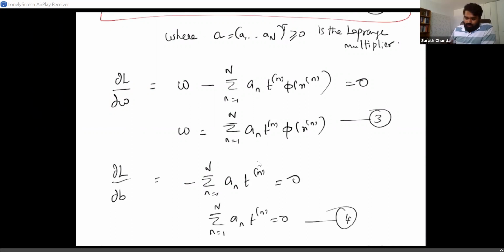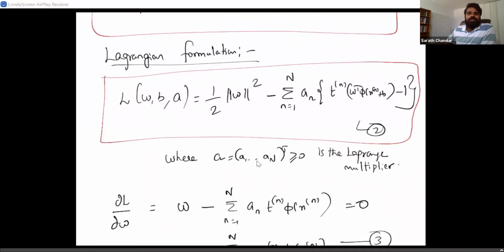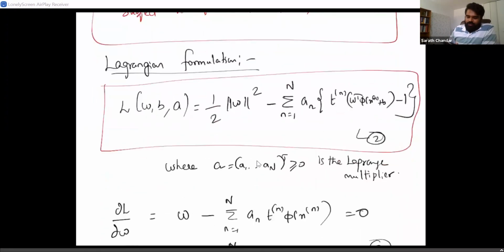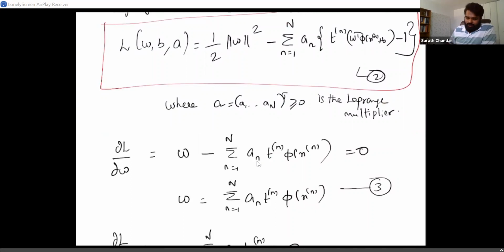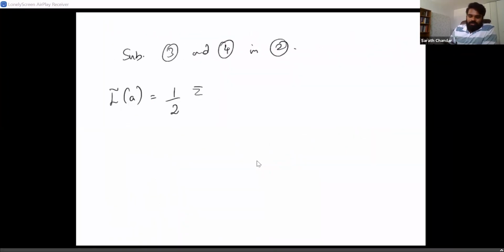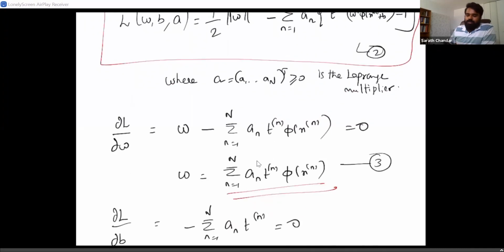Now we are going to substitute equations 3 and 4 in equation 2, to get our final objective function. Let's call that L of a. Now L of a is given by, look at the first term. The first term is half W squared, and this is what W is. So if I do a square of this, I'm going to get half summation over n equal to 1 to N, summation over m equal to 1 to N, sorry, that's a typo in the notes, a_n a_m t_n t_m phi of x_n transpose phi of x_m. So all I have done is substitute this W in the first term.